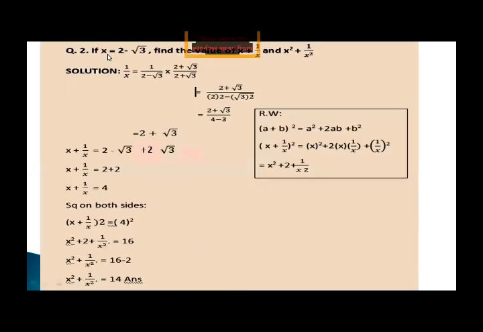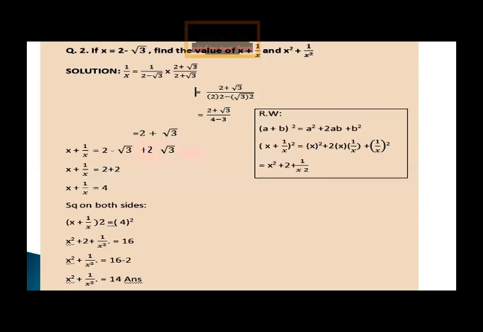Now question number 2 of the same exercise. Listen carefully, follow the steps and focus on the language I am using here. The question is: if x is equal to 2 minus root 3, find the values of x plus 1 over x and x square plus 1 over x square. You may tally the question from your exercise. Good, the question is correct. Now start the solution.